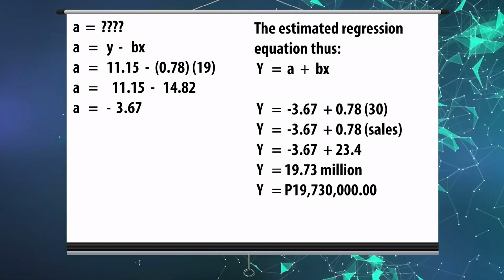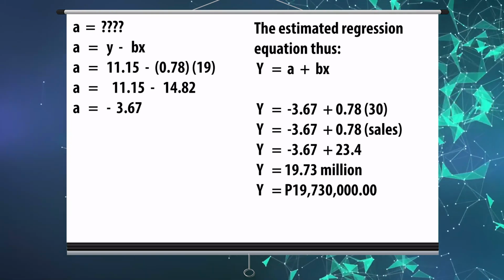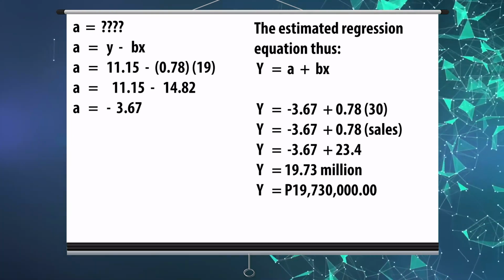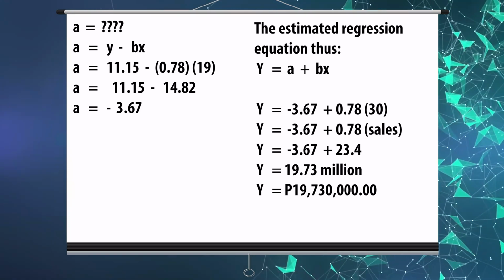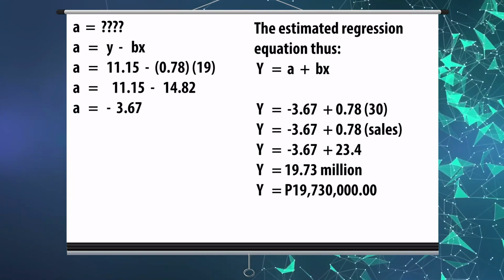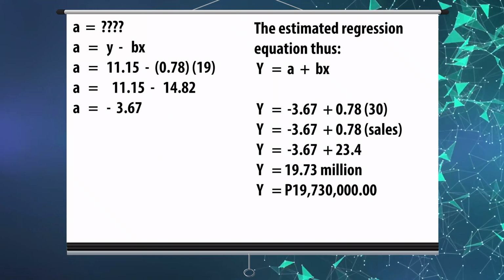The estimated regression equation, as mentioned, is y is equal to a plus bx. Substituting back the values, we get negative 3.67 plus 0.78 times 30.